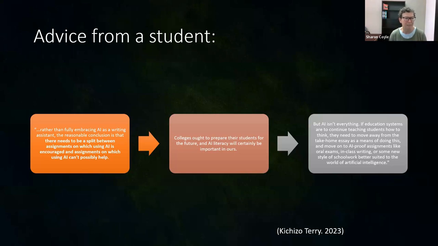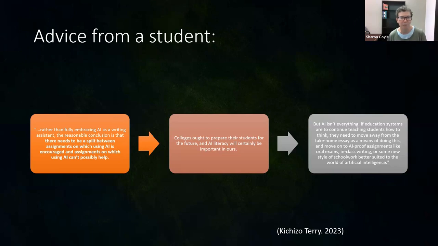So a student says, rather than fully embracing AI as a writing assistant, the reasonable conclusion is that there needs to be a split between assignments on which using AI is encouraged and assignments on which using AI can't possibly help. So that's a nice way for us as teachers to think: there are some assignments where I can say, use it for this, but for this one, we're going to do it in class, or it's going to be some other format where it's not going to be useful to use this tool.